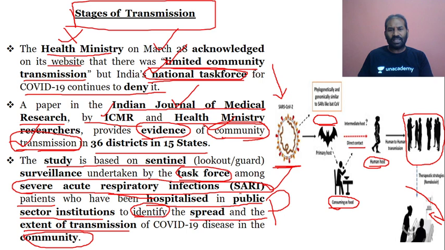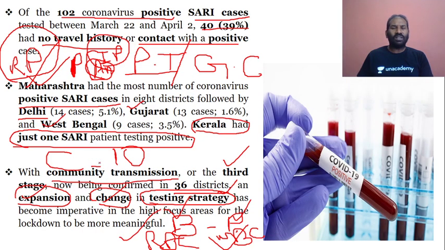And then you have this SARI, which the task force has taken into consideration, called sentinel surveillance, the lookout. They get into each and every community area and go ahead with SARI, that is severe acute respiratory infection, in patients hospitalized in public sector institutions, through which they will understand whether the transmission is community transmission. We have seen Maharashtra being the highest in positive SARI cases, then Delhi, followed by Gujarat and West Bengal, and Kerala has the least SARI patients testing positive.